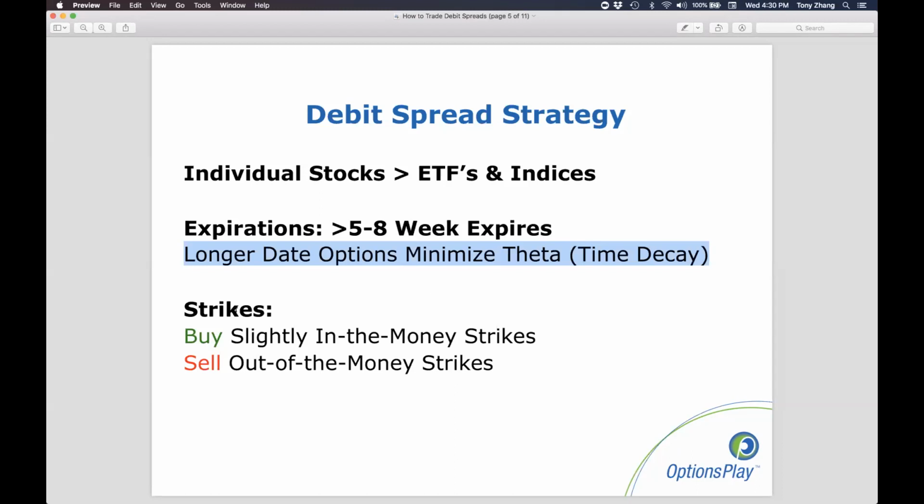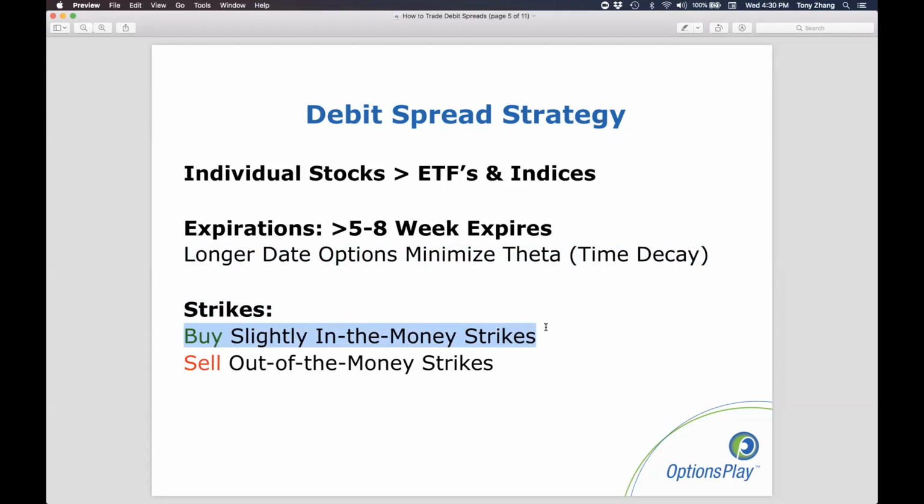As far as the strike prices between the two legs, we usually say that you want to buy a slightly in the money strike. So if you're buying a call option, you want to be at the money or slightly below the at the money. If you're buying a put option, you want to be at the money or slightly above the at the money strike for a put.